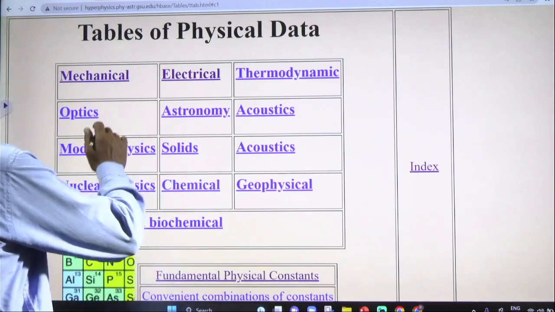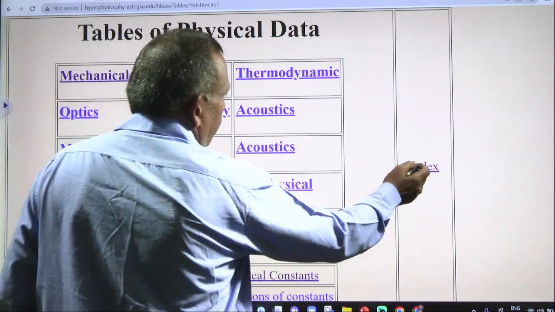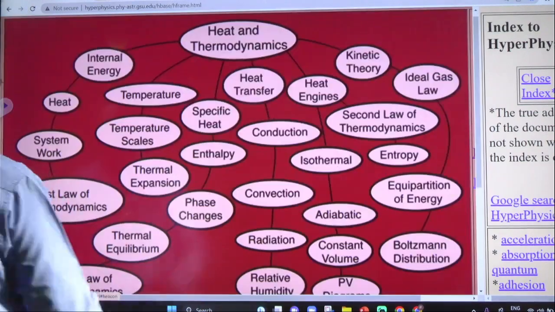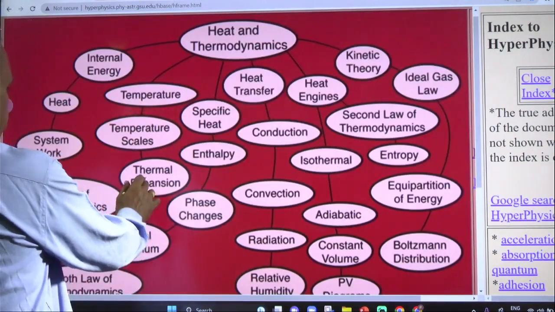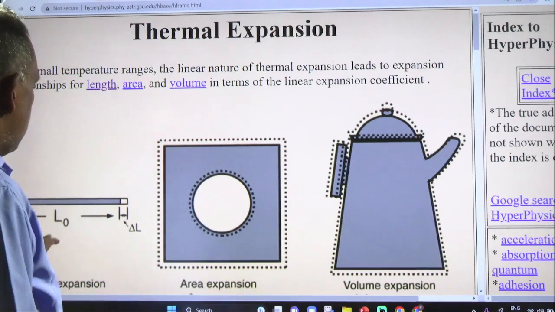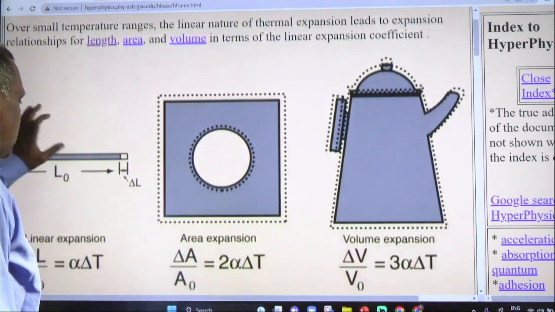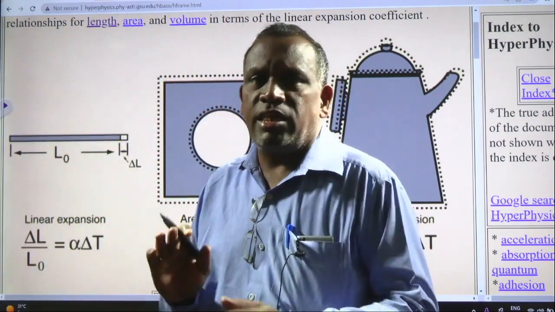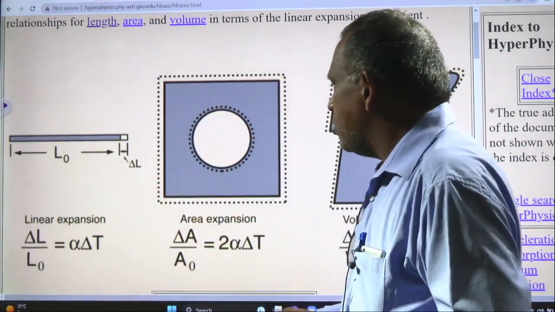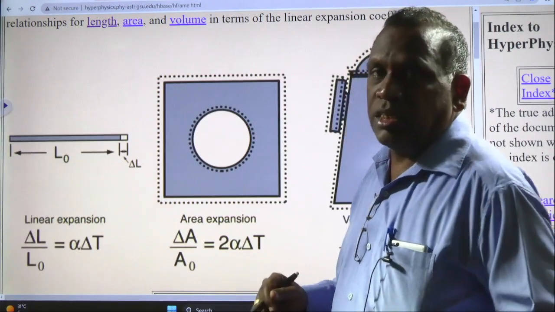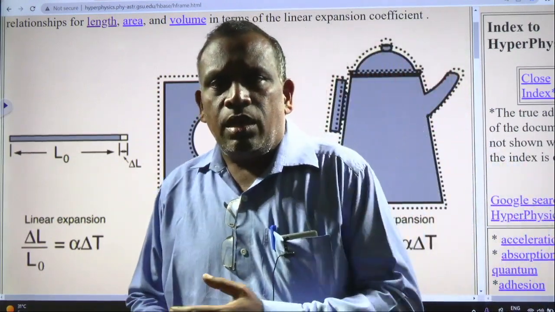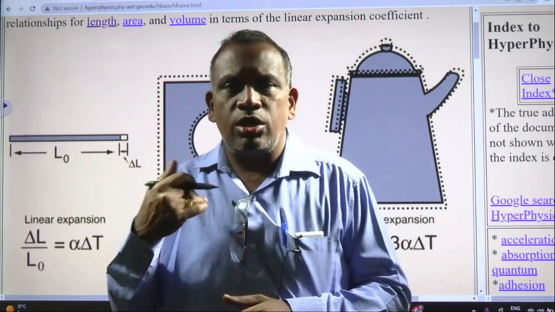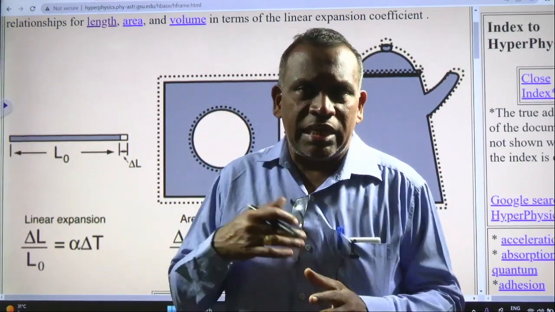See, coming to heat and thermodynamics, there are thermal expansions. So linear expansion is the change in the length. See, initial length and final length. Final length minus initial length is the change in length. Similarly, areal expansion. What is areal expansion? Areal expansion is nothing but increase in area. So due to the application of the heat, there is an increase in area.